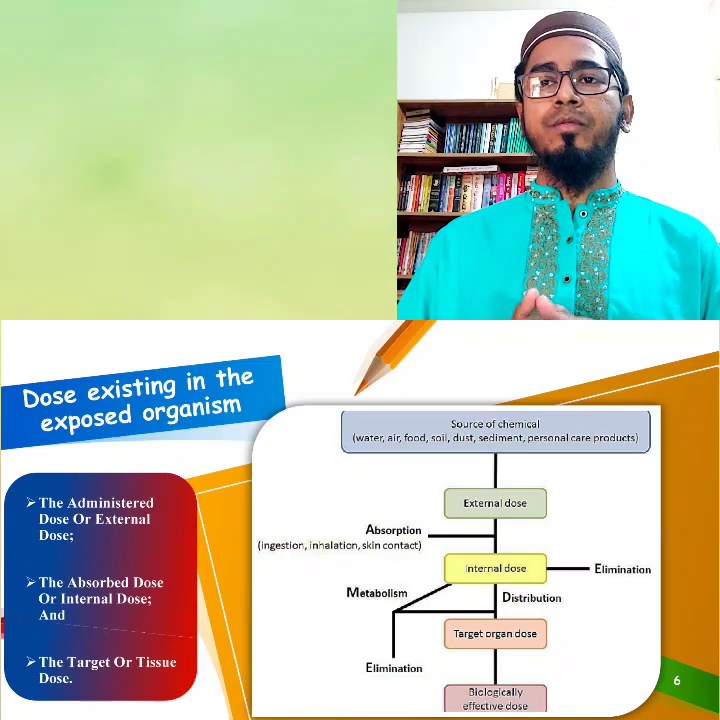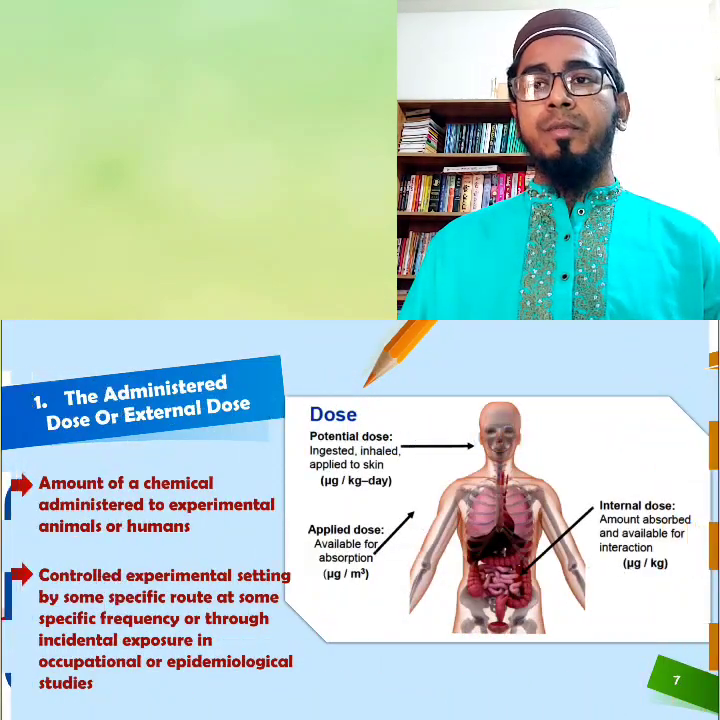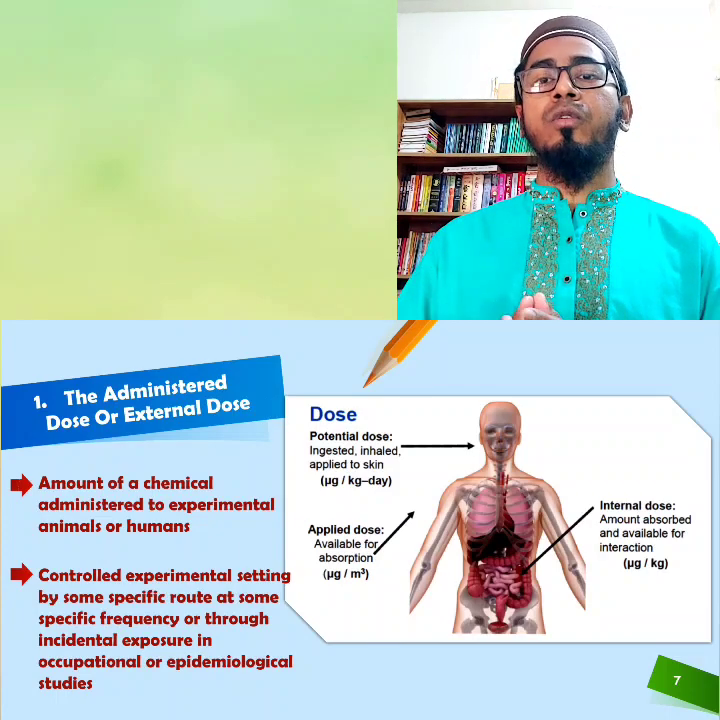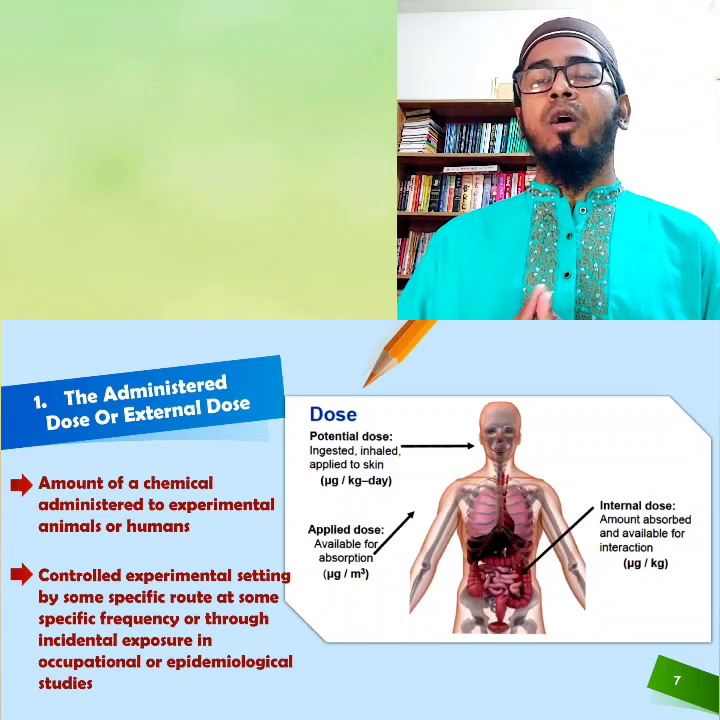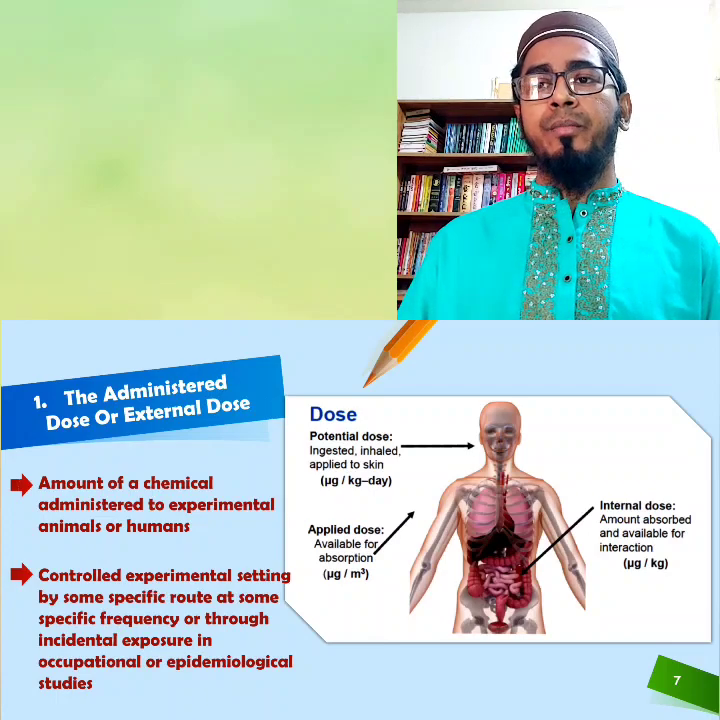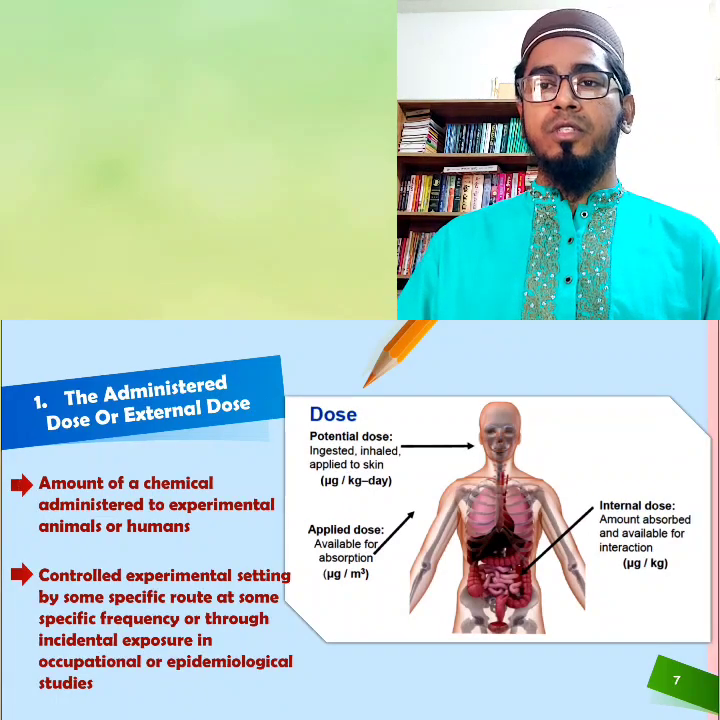There are primarily three types of dose that may exist in the exposed organism. First one is the administered dose or external dose. The administered or external dose denotes the amount of chemical administered to experimental animals or humans in a controlled environment setting by some specific route at some specific frequency, or through incidental exposure in occupational or epidemiological studies.